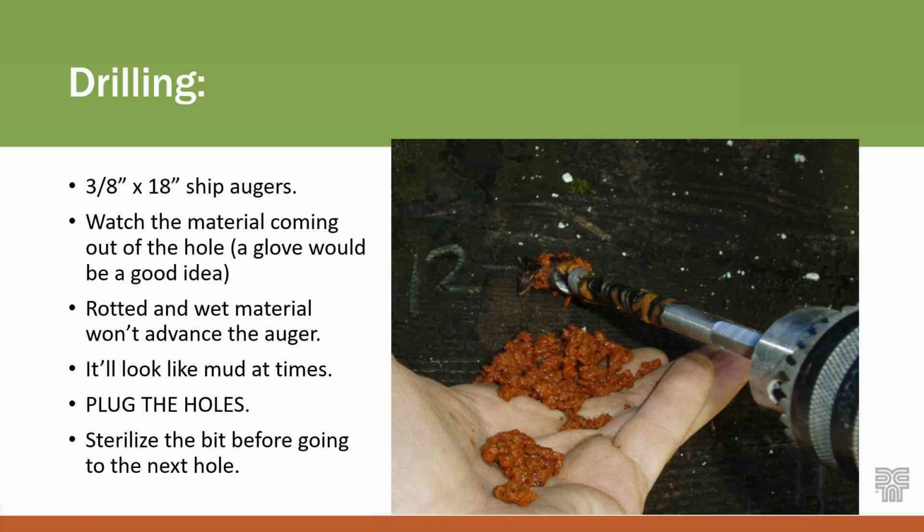I'll get to a couple different drilling methods, but this one is just using a 3/8 inch ship auger. You're just drilling into the member and looking at what's coming out. If you have nice, clean shavings of timber that's solid, it's a good member. If you have something that looks like this in here, where it's goo, or some of them look just like mud as they come out, then it's definitely rotted.